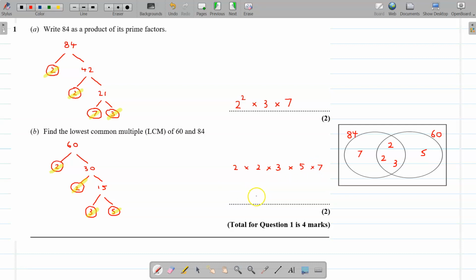Work all that out, you get 420. And that's the answer. It means that the smallest number that divides by 84 and by 60 without a remainder is 420. Next question.